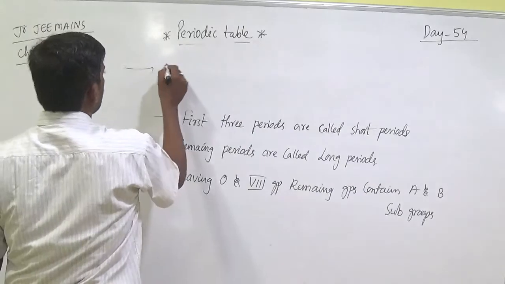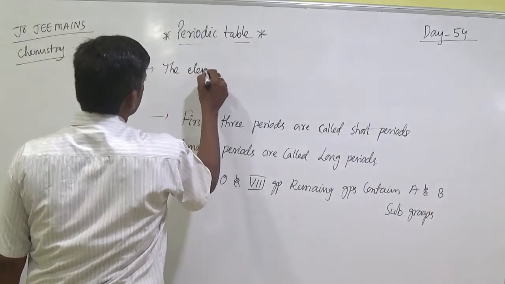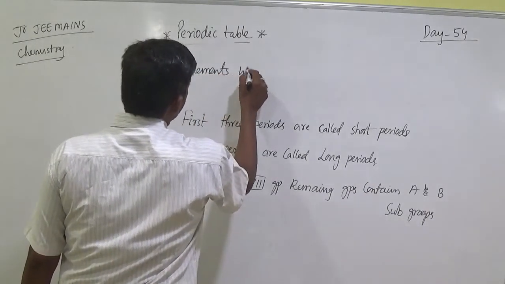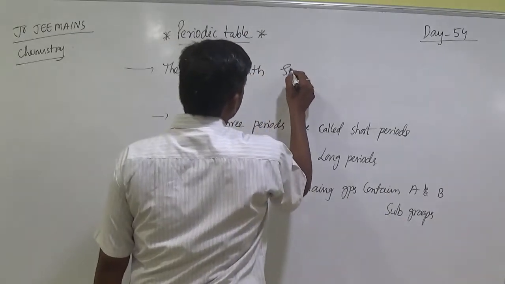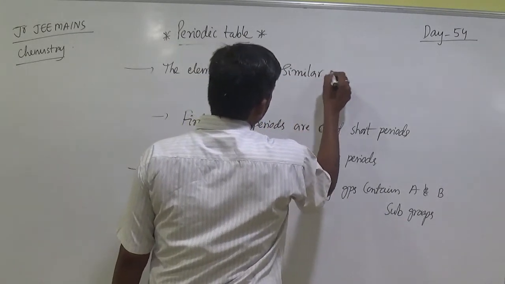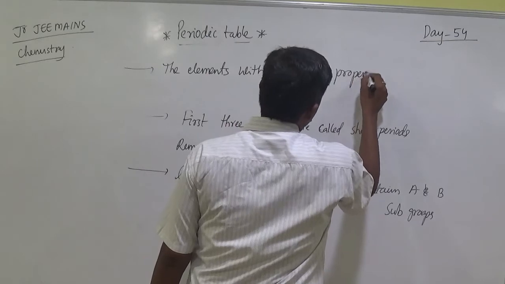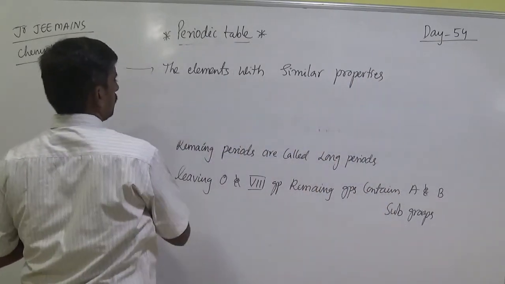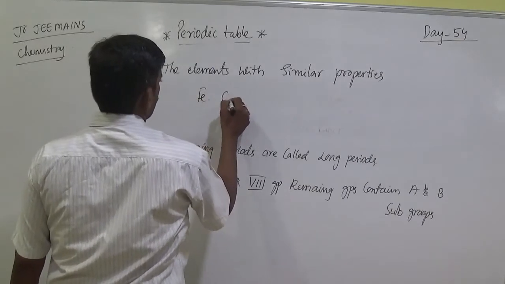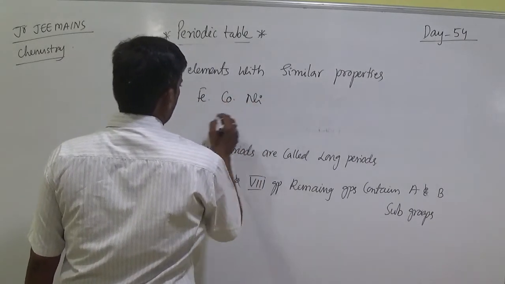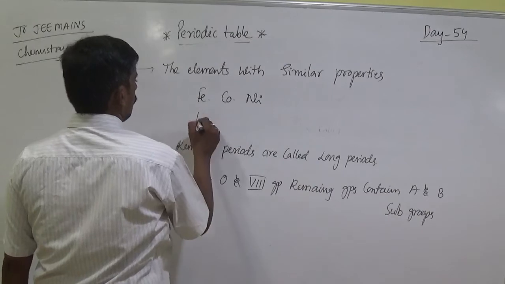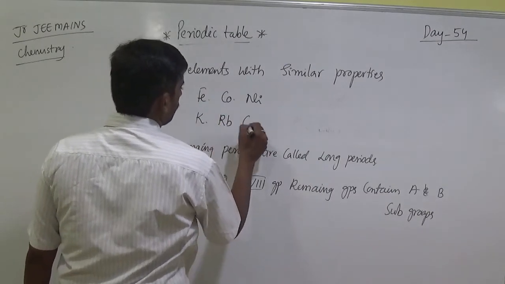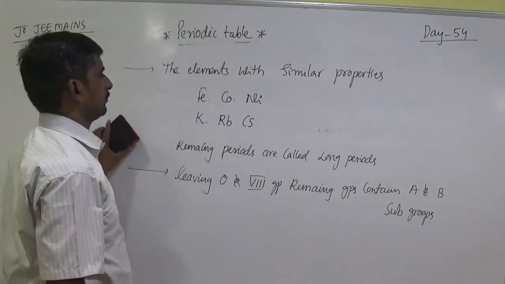Next point: the elements with similar properties. Example: iron, cobalt, nickel, and another one is potassium, rubidium, and cesium.